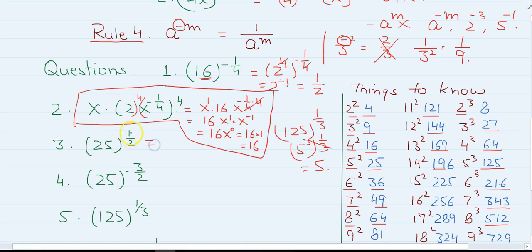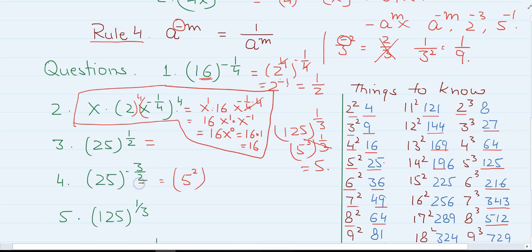This question, 25 is to the power 1 over 2, I am leaving for you. You check it here. The hint is this: 25 is 5 square. So it will be a 5 square. You can cancel 2 and 2. Same as this question, 25 can be written as 5 square.